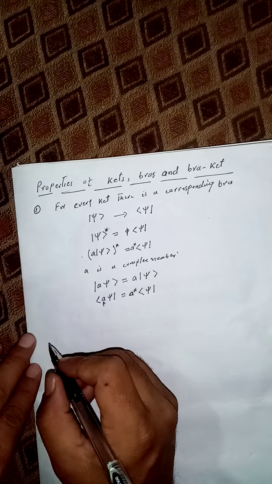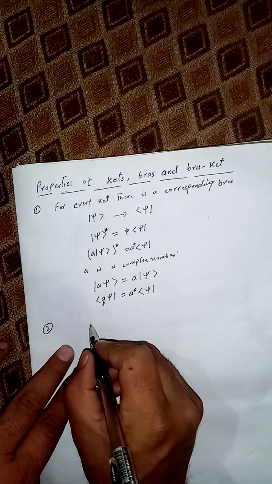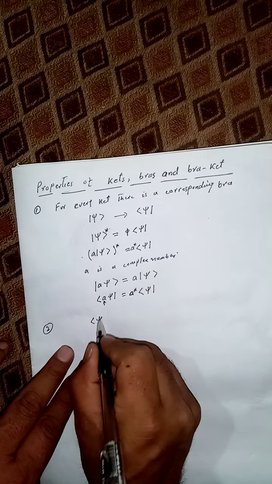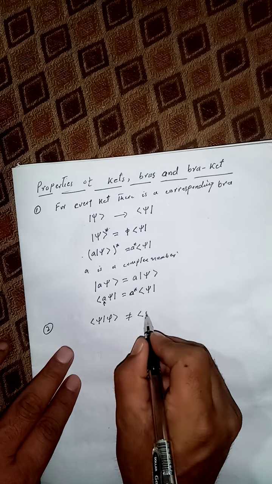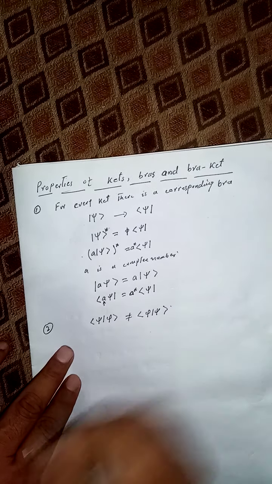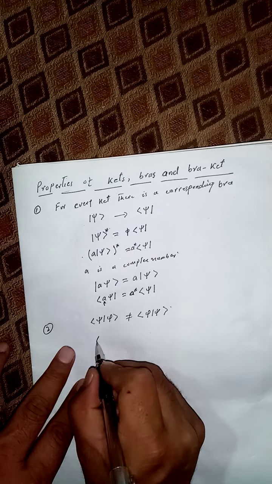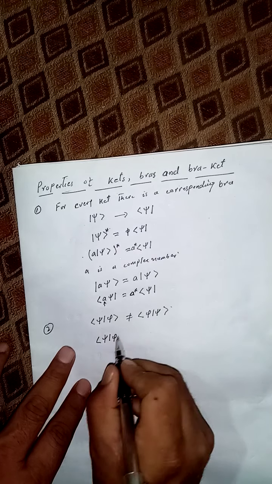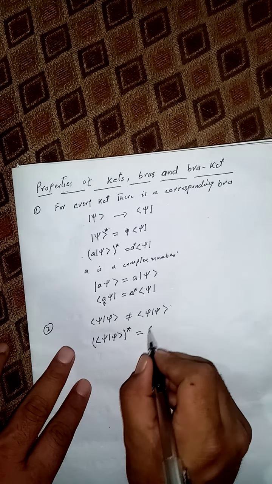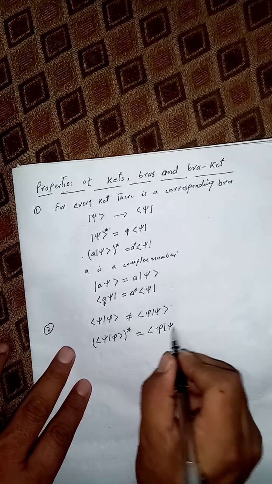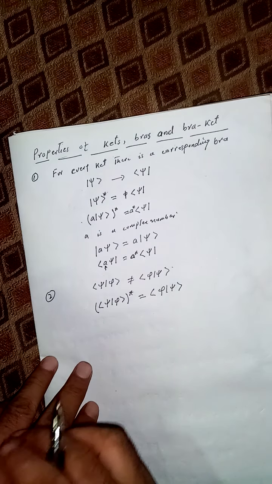Now the second property is that the scalar product of psi with phi is not equal to the scalar product of phi with psi. But the scalar product of psi with phi, if we take its complex conjugate, will be equal to the scalar product of phi with psi. Now we will prove this property.